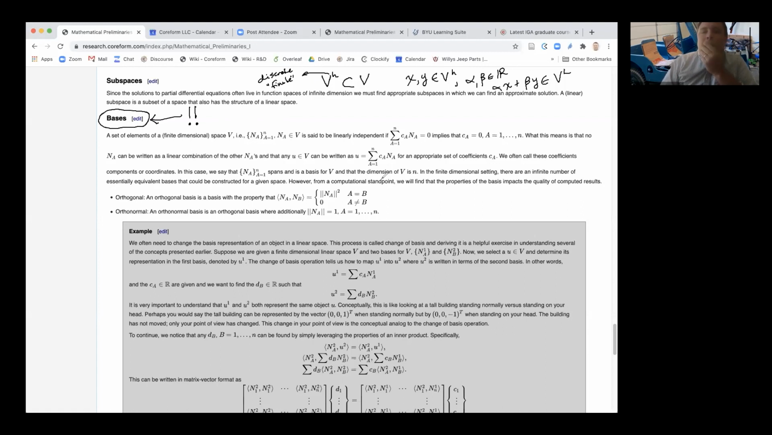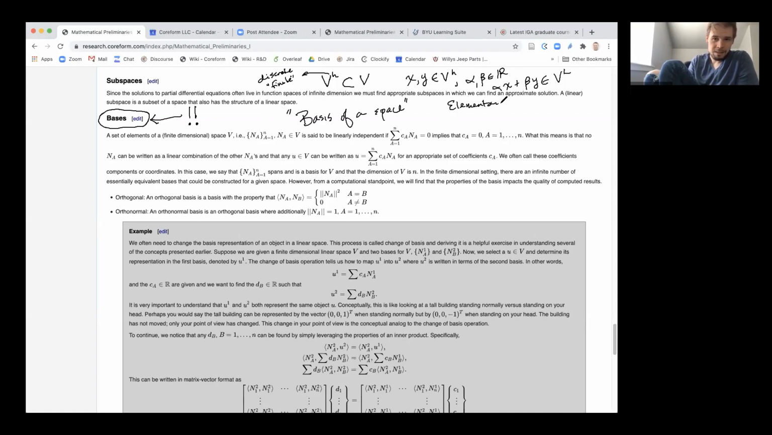Can somebody summarize for me, or maybe give me a good intuitive statement about what we mean by the basis of a space? Is it what defines like the most elementary part? The most elementary definition of a space. Oh, it's good, James. Yeah, you're going in the right direction.